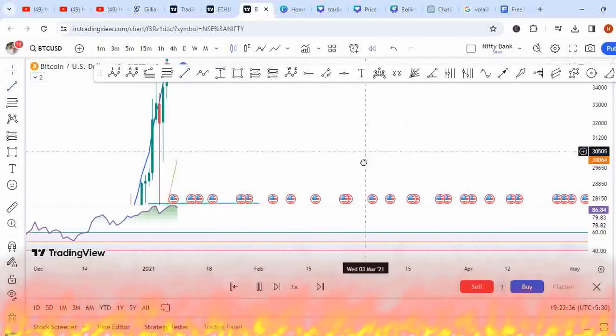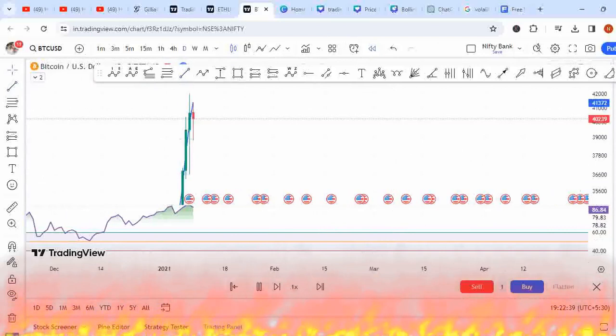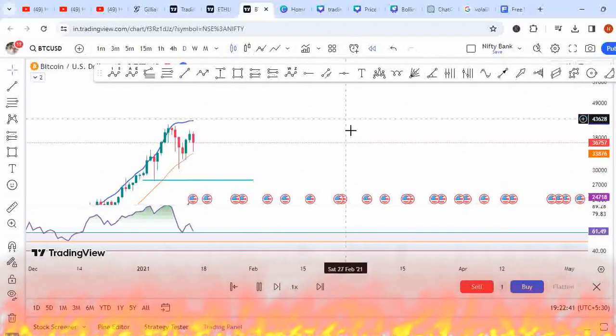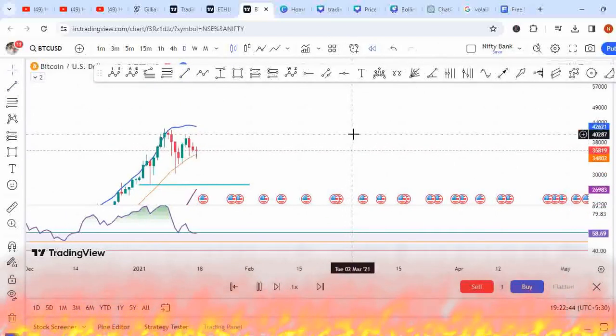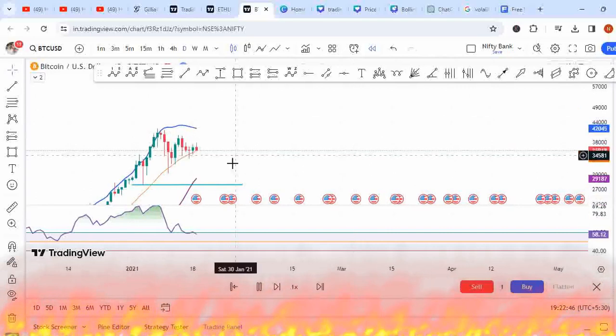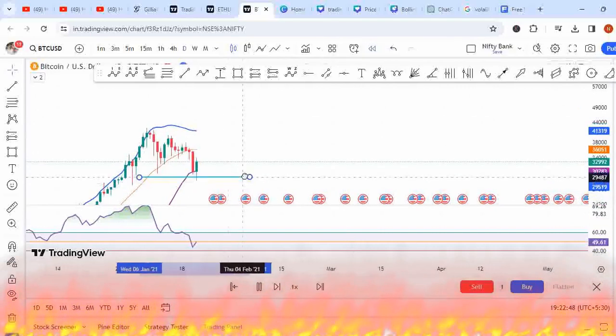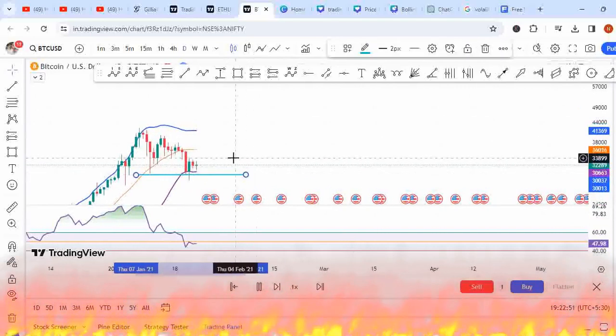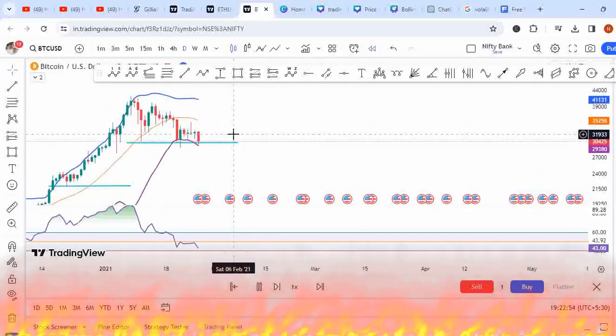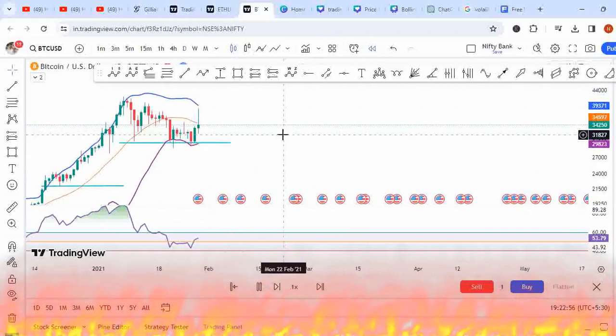So, a very powerful strategy. Again you can trail the stop loss here. Okay, now your stop loss has been hit. You can exit from the trade.